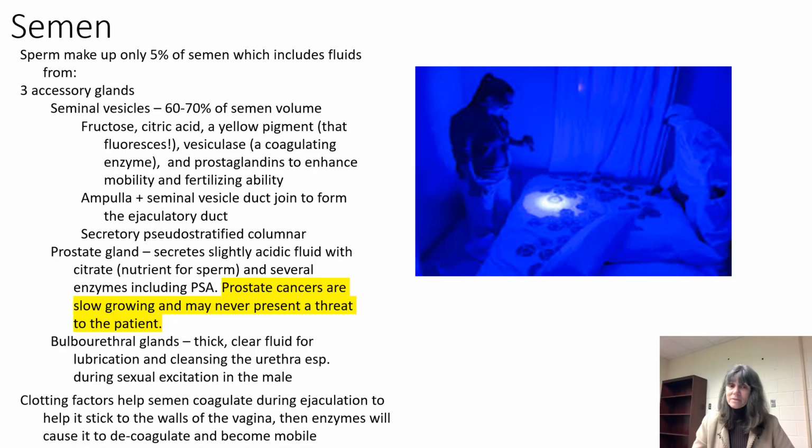Clotting factors help semen coagulate during ejaculation to help it stick to the walls of the vagina, and then enzymes inside the vagina will actually cause it to decoagulate so that the sperm can become more mobile and move towards an ovum.